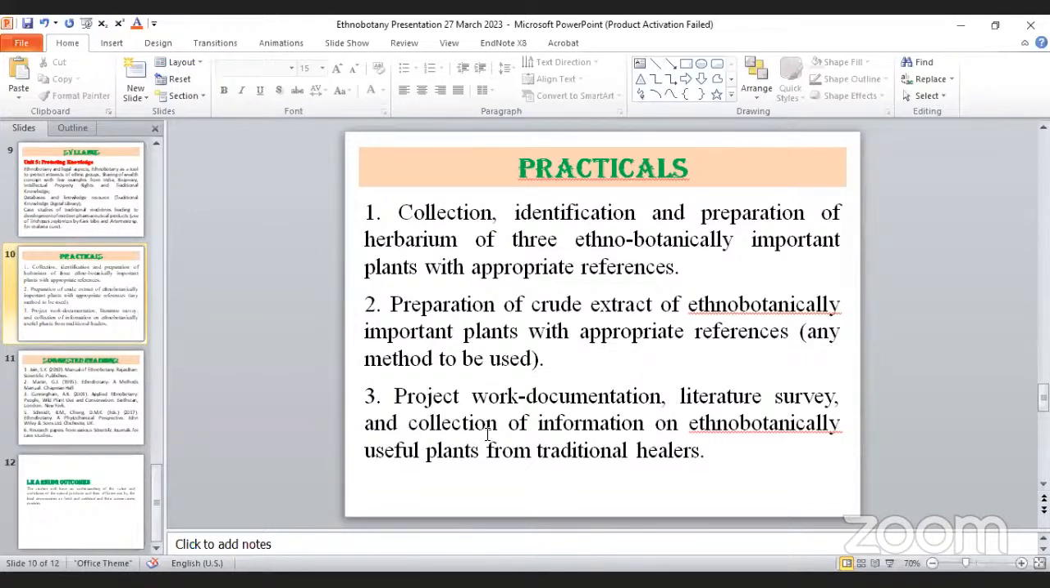Then we can have the project work, where we will discuss with the students and encourage them to make a project which will include documentation. They will do some literature survey from the tribal communities. We will also encourage the students to get to know about the various medicinal plants from the local tribes from their own area. Then there is the collection of information on ethnobotanically useful plants from traditional healers. So these are the practicals which are definitely very interesting for the students. And since it has project work, they will definitely like this course more.